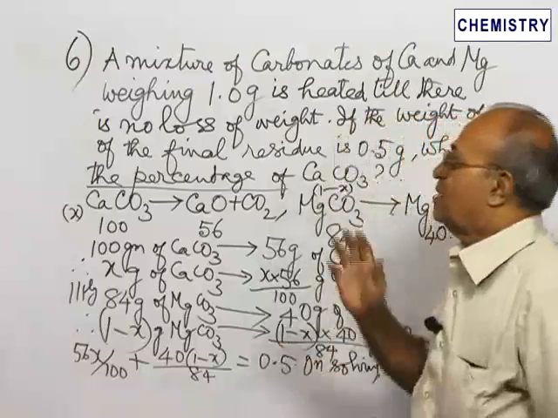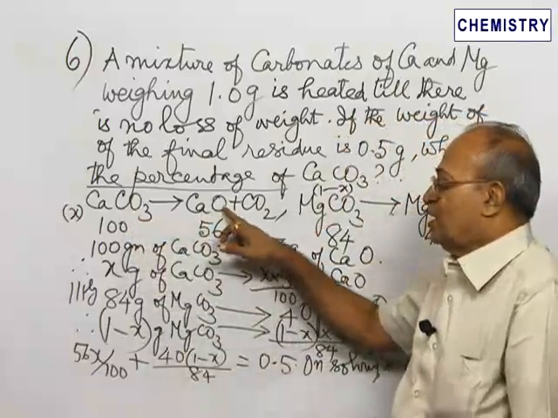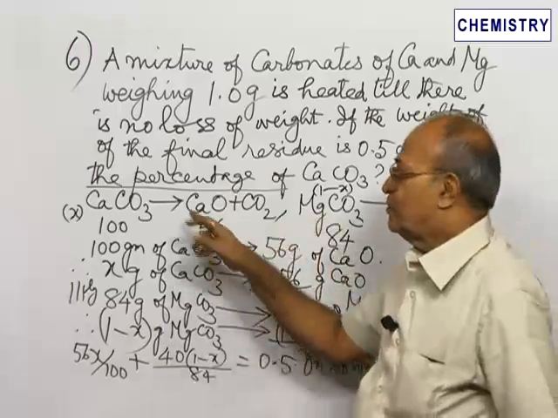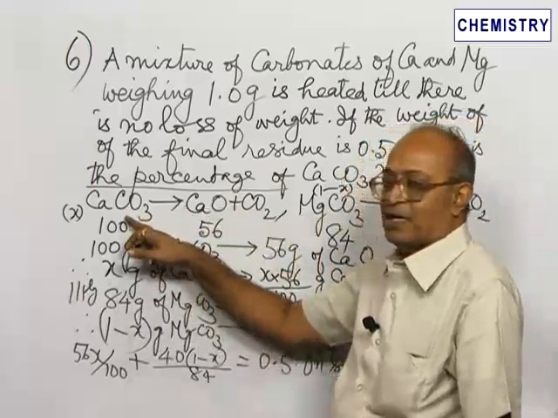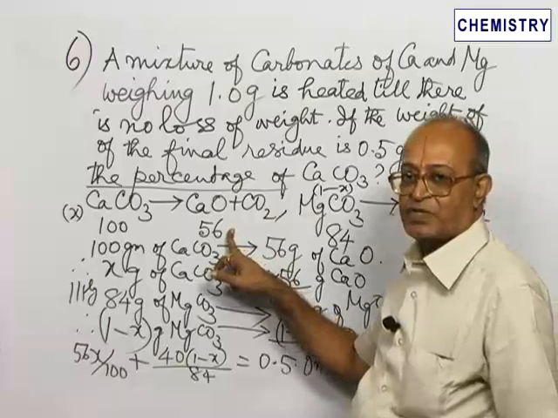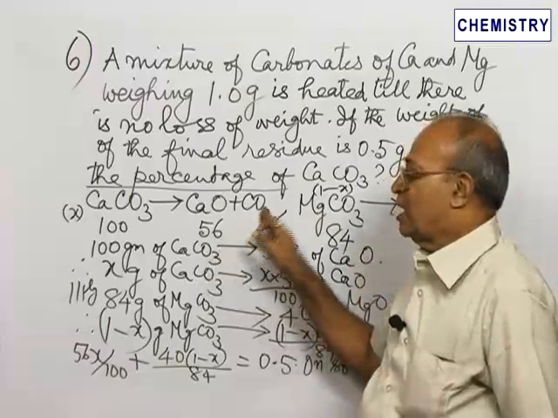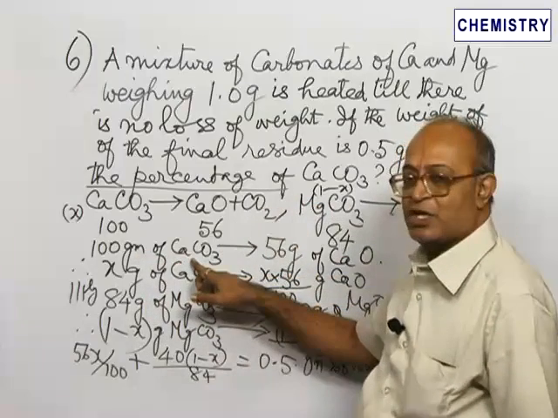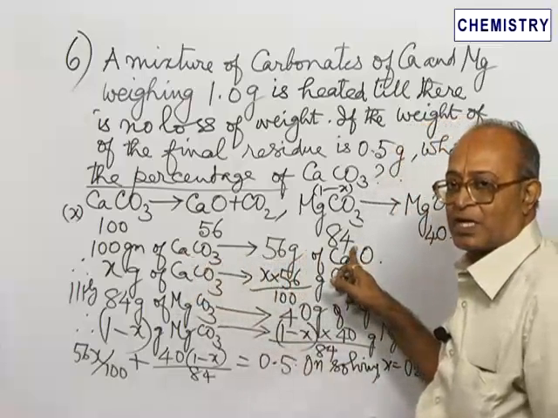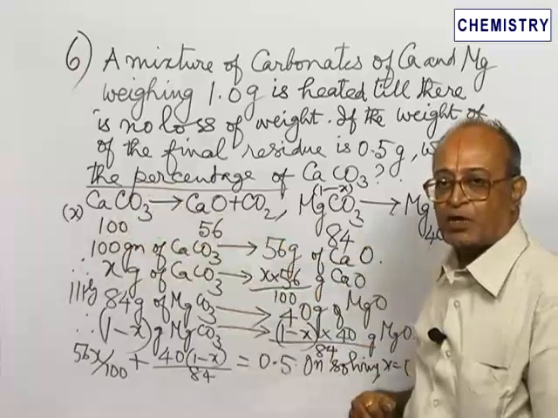Do you understand? Now, CaCO3 molecular mass is 100. Molecular mass of CaO is 56. So, it is clear from this equation, if I take 100 grams of calcium carbonate, it will give a residue of 56 grams. Of course, the remaining will be the weight of carbon dioxide which has escaped. So, 100 grams of calcium carbonate on heating gives 56 grams of calcium oxide. Now, this I get from this balanced equation and the corresponding molecular masses.